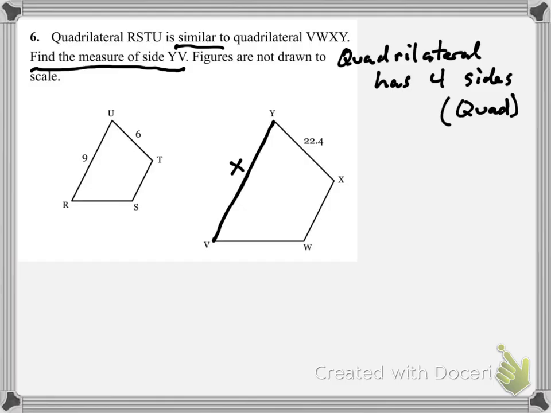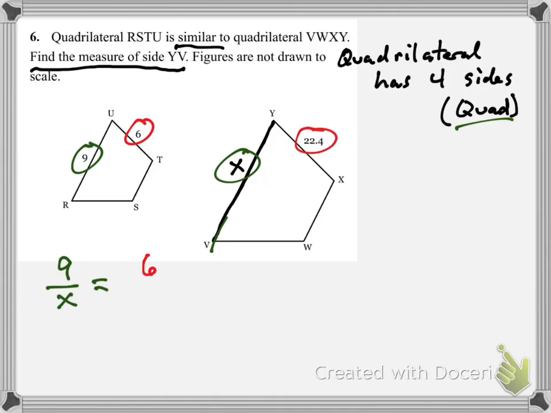Okay, now, start with the first figure. You can choose 9 or 6, it doesn't matter. Well, let's choose 9. Okay, my video accidentally paused. So, quadrilateral has 4 sides. Quad tells you that. YV is what we're trying to find. So we put an X there. 9 and X match up. So 9 over X is our first ratio, or our first fraction, I should say. And then I have 6 and 22.4. So 6 over 22.4.